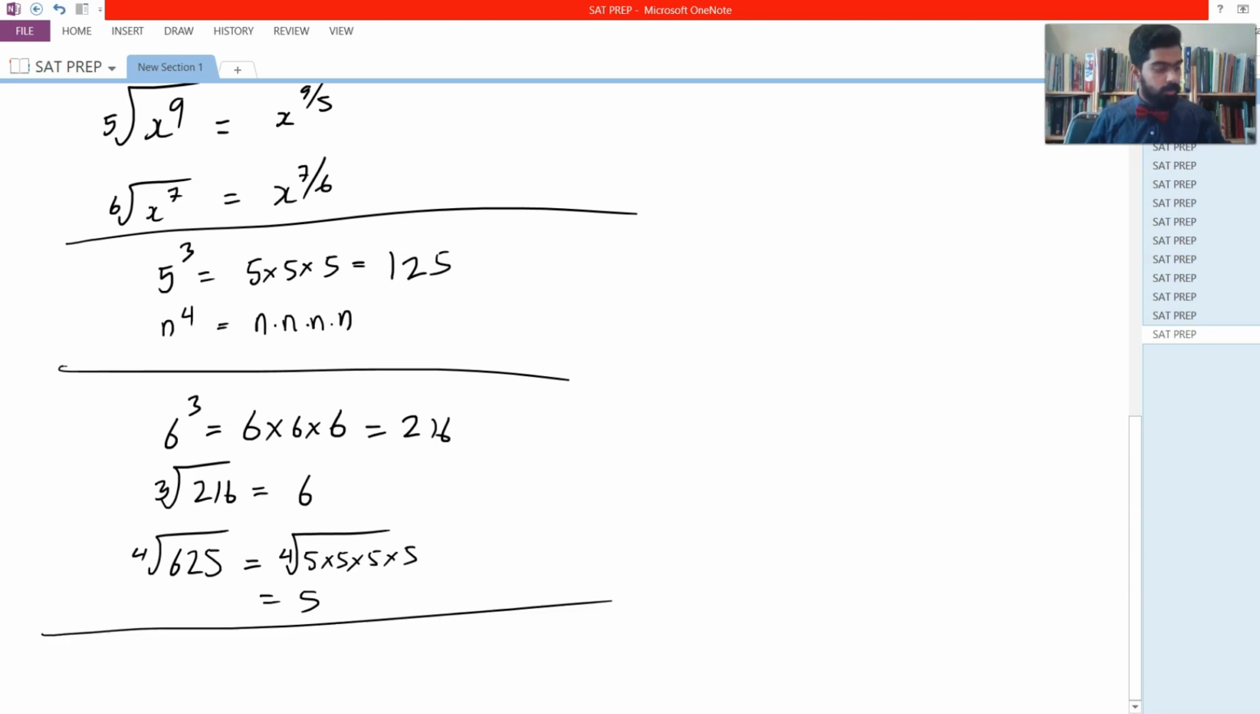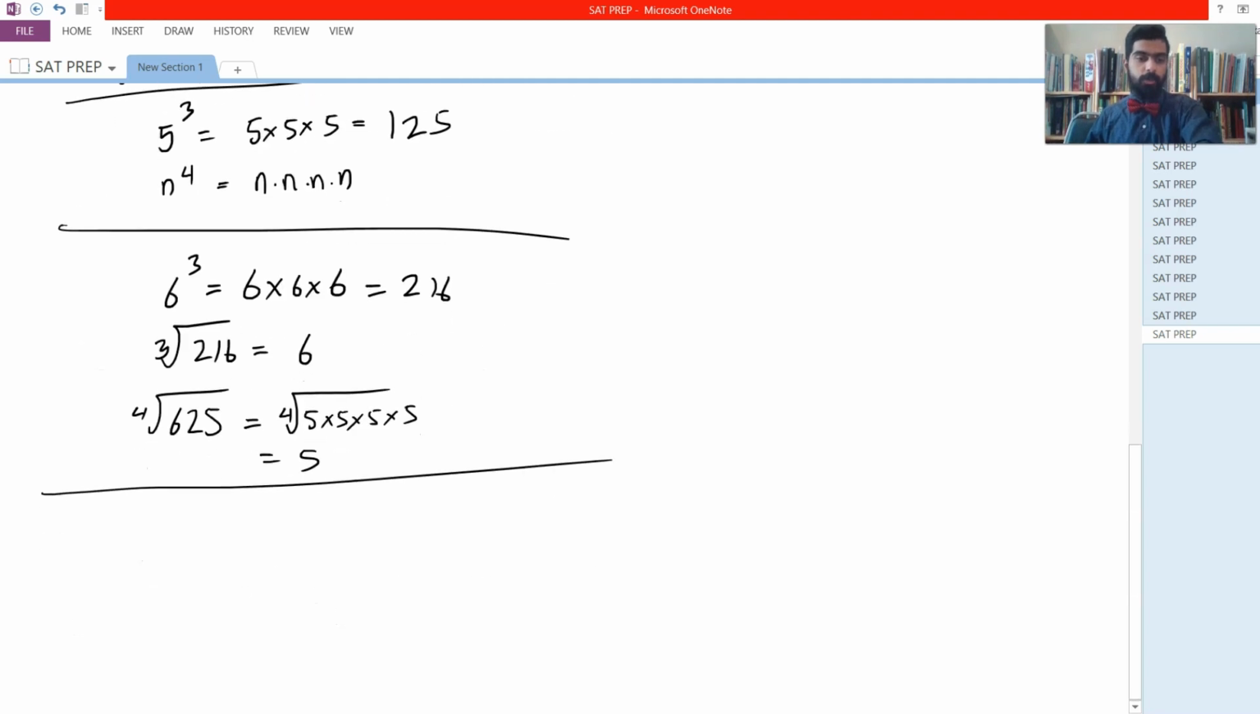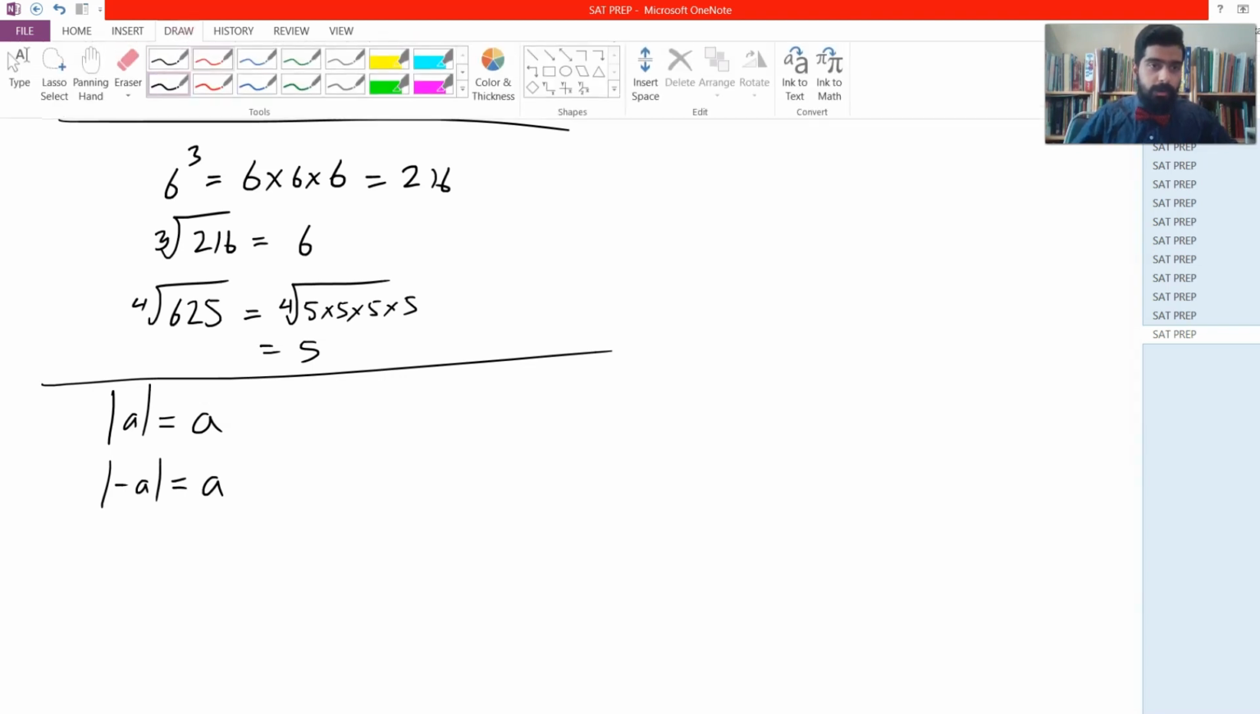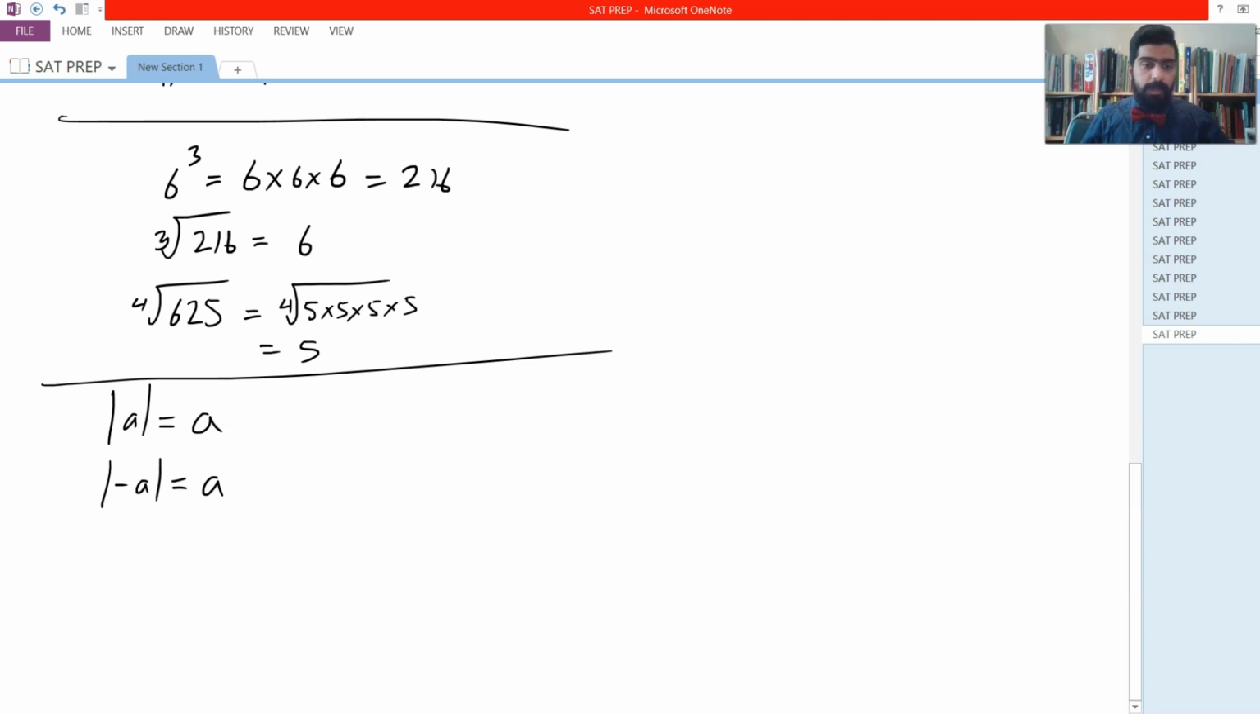Now let us go a little bit into absolute value. When we take a look at absolute value, we know that the absolute value of a is equal to a, and we know that the absolute value of negative a is also equal to a. Now let's say we have a question: the absolute value of a plus 4 is equal to 17, and they're telling us to find the value of a. In this case, we can write it as two equations.